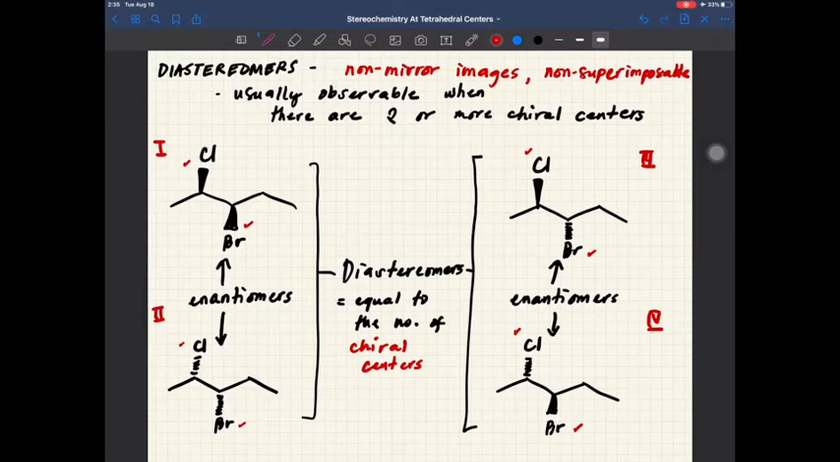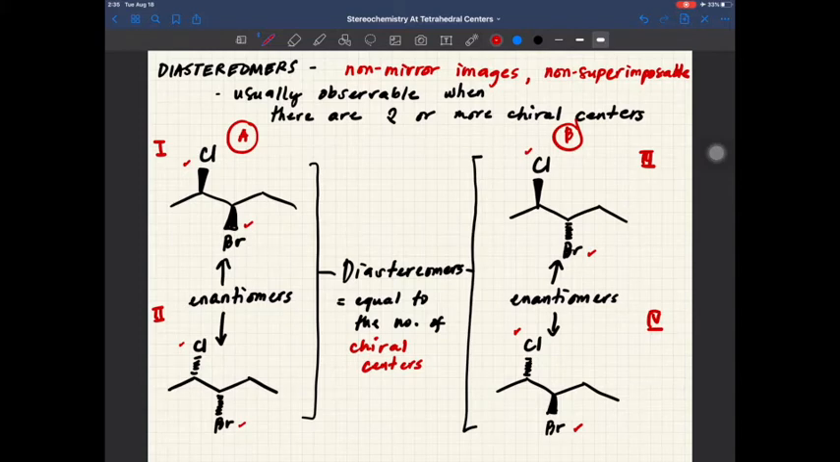Take note that the total number of diastereomers that can exist in a given compound is equal to the number of its chiral centers. This set of enantiomers under A is one set of diastereomers, and this set of enantiomers at B is also another set of diastereomers.